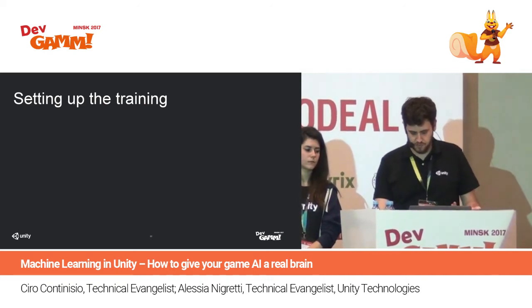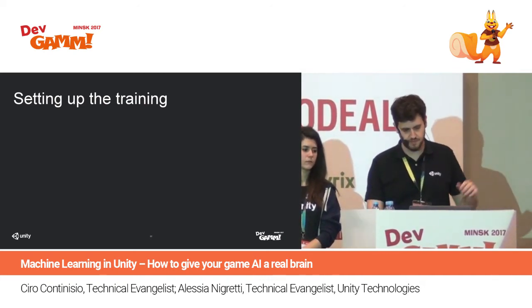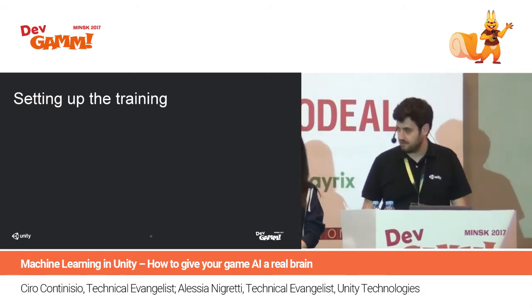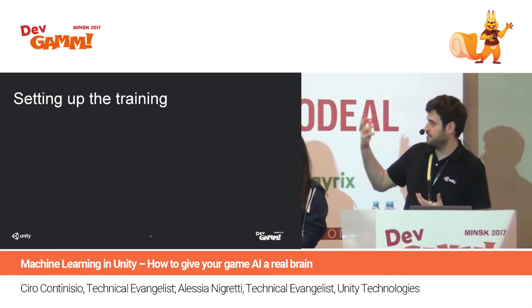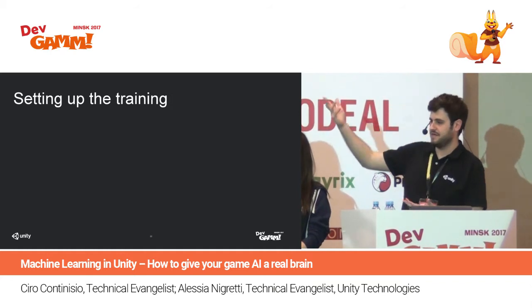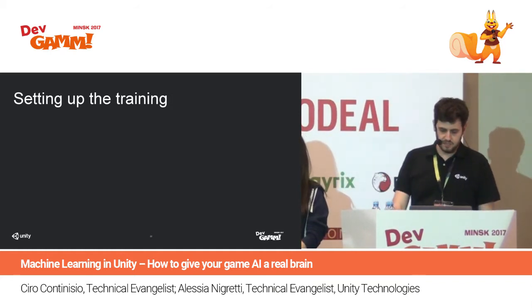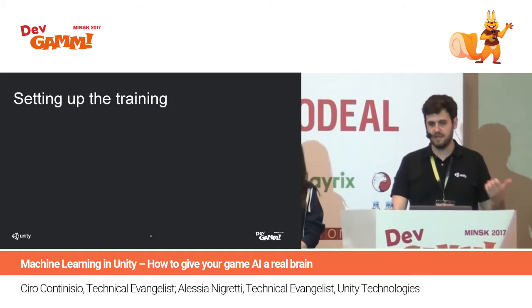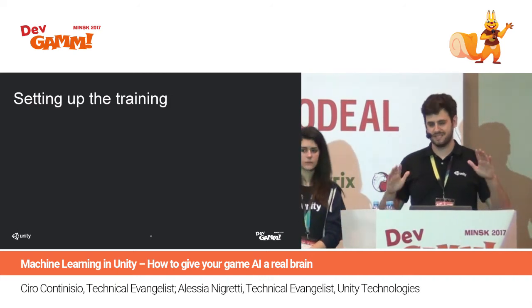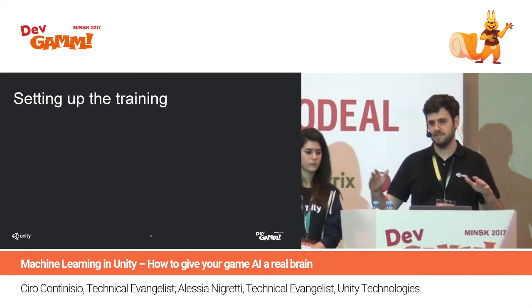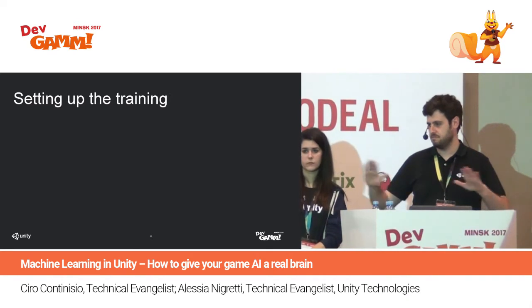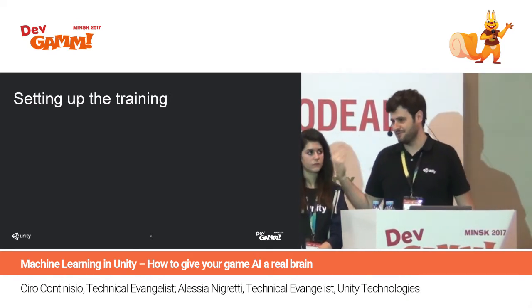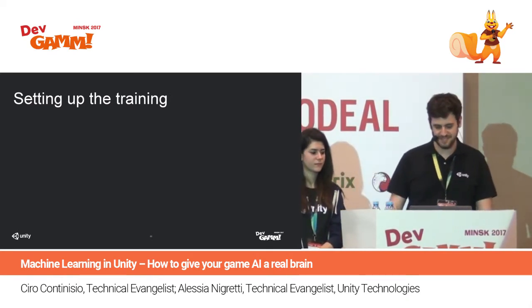Setting up the training. How did we come up with the training procedure? This is Alessia on the whiteboard. First we were high level designing the algorithm. First, what are the game actions? And we said, let's keep it simple. Move left and right, move up and down, and attack. Just that, because we are also new to machine learning, so we wanted to start simple.